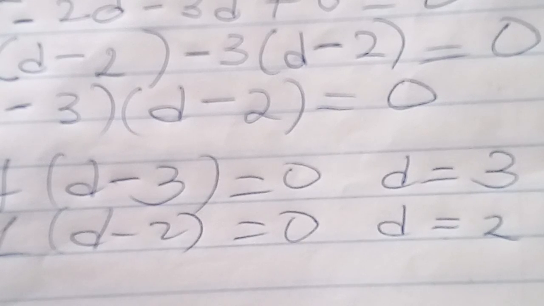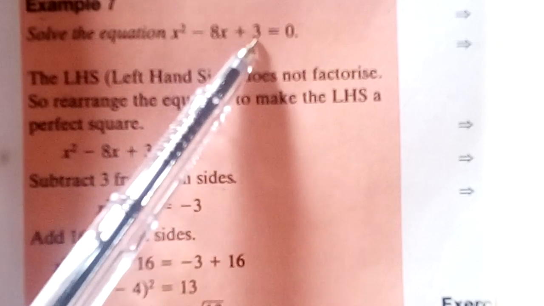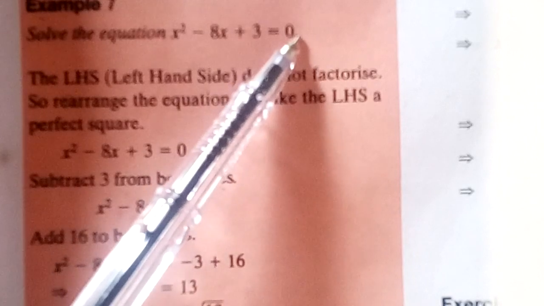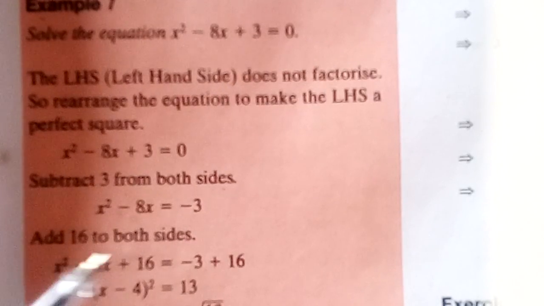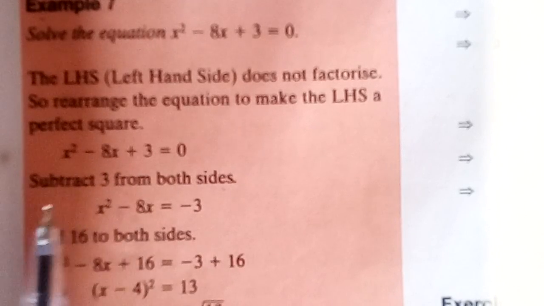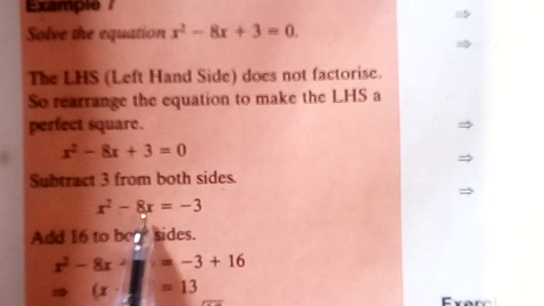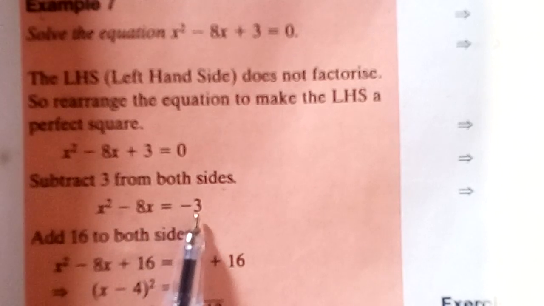Let's look at how to solve the quadratic equation using the complete the square method. Now you have to pay more attention to understand this other method called the complete the square method. Now solve the equation x squared minus 8x plus 3 equals 0. You take this 3 to the right hand side to give us x squared minus 8x equals minus 3.